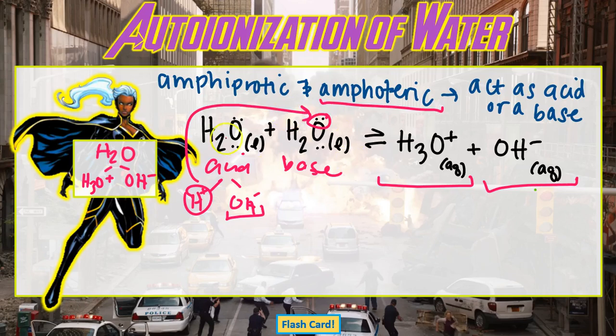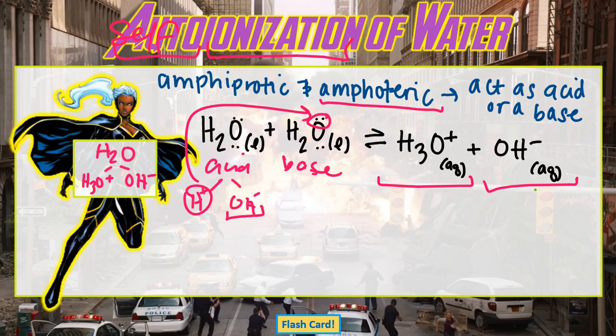So water having the ability to slightly ionize into H3O+ and OH- is a process called autoionization of water. Auto comes from the fact that it's water mixing with itself, and ionization is, of course, producing ions. So when water mixes with itself, it produces these two ions, H3O+ and OH-. And remember, we're talking about an equilibrium process, so that means we can quantify this entire process with an equilibrium constant.